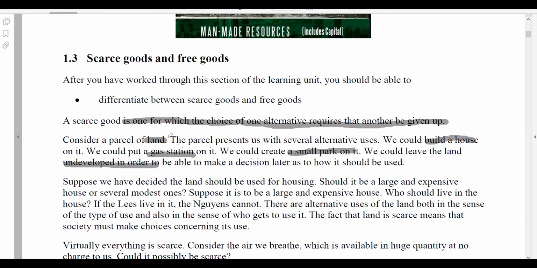So a scarce good is one whereby whenever you make one choice, you have to give up the other ones. If you choose to put a gas station, you can't put a small park, you can't construct a house, you can't leave it underdeveloped. So that is a scarce good. It's one whereby if ever you use it for something, you have to give up its use on something else. So there are so many examples of scarce goods. Mentioned here, a piece of land is a scarce good. What other examples of scarce goods can you think about?